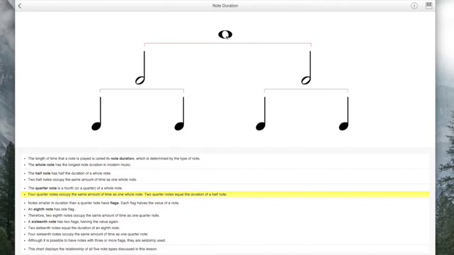So you can see up at the top, here's our whole. Break it into halves and you have 2. Break it into quarters, you have 4. And it makes sense because if you have 4 quarters, you have a whole dollar. So 4 quarter notes, you have a whole note.